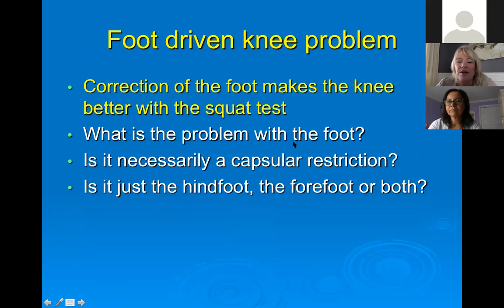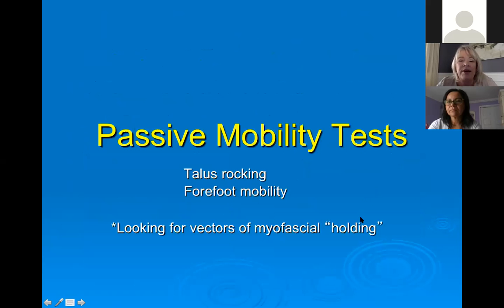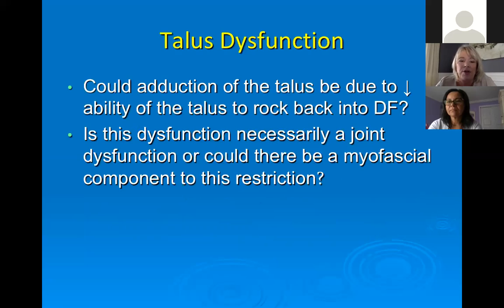With a foot-driven knee problem, correction of the foot makes the knee better with the squat test. So what's the problem with the foot? Is it necessarily a capsular restriction? Is it the hind foot, the forefoot, or both, okay? In order to dorsiflex completely at the talocrural joint, we need to assess the mobility of the talus and also the mobility of the forefoot. The forefoot needs to be able to do some internal rotation. So we shall go through a little bit of this.